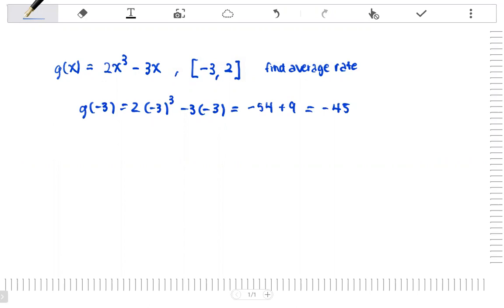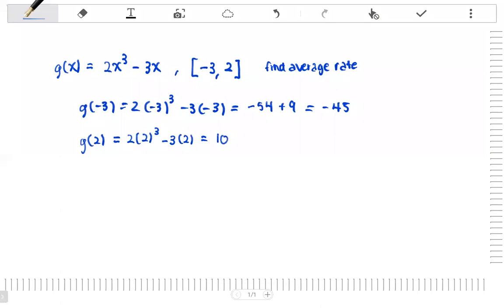You have to plug in 2, right? You plug in 2 for G. So what would that be? What number would I get? 10. 10, yeah. So we found G of -3 and G of 2. But how does that help us find average rate?